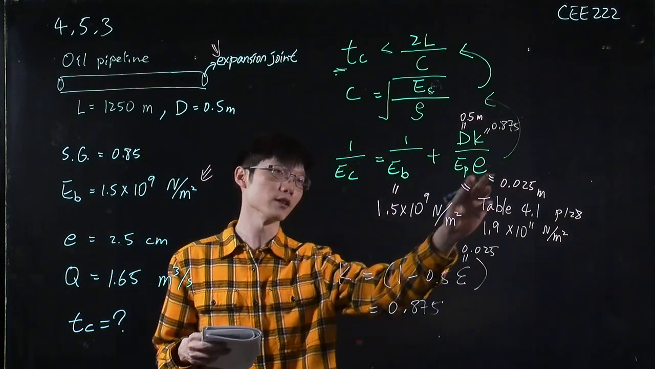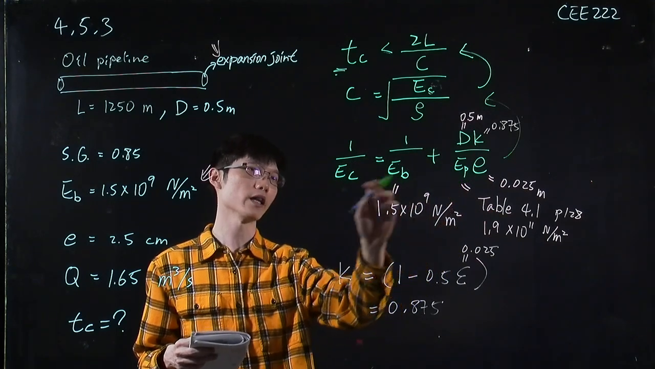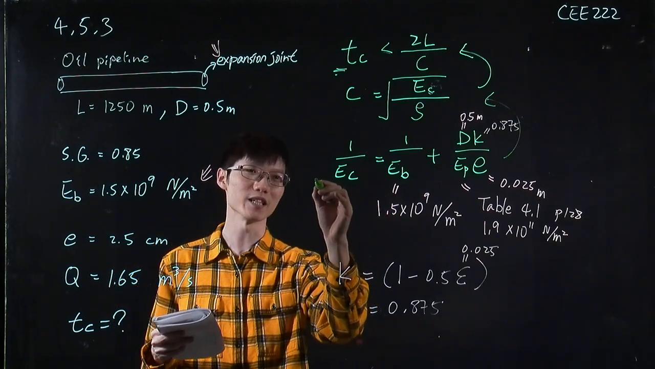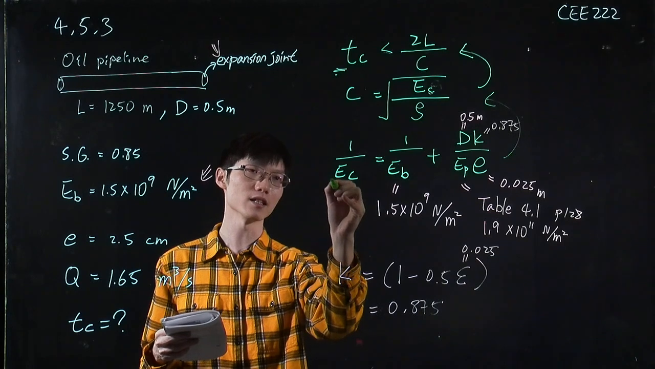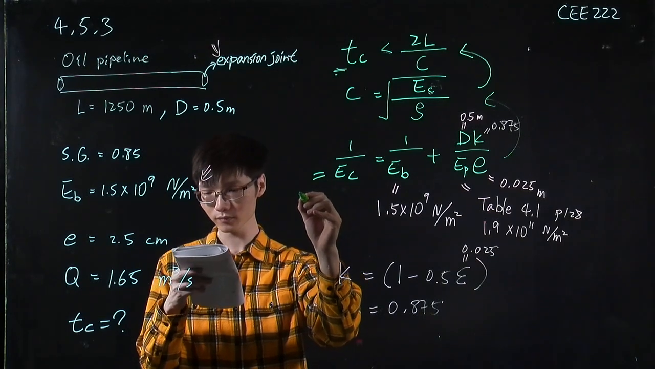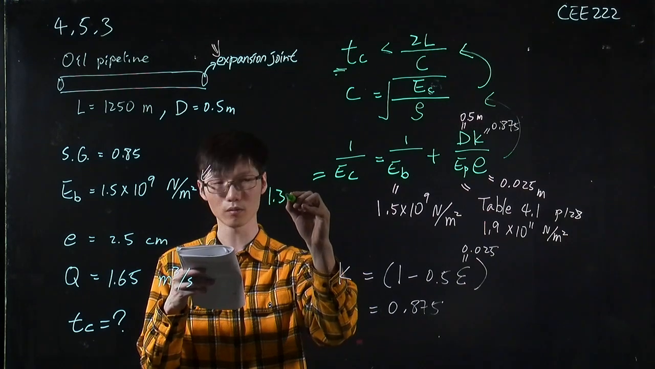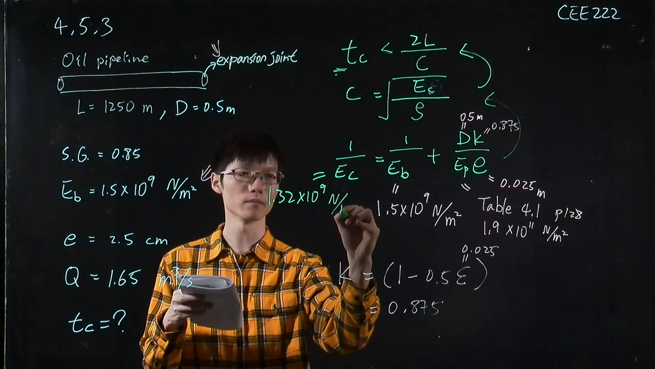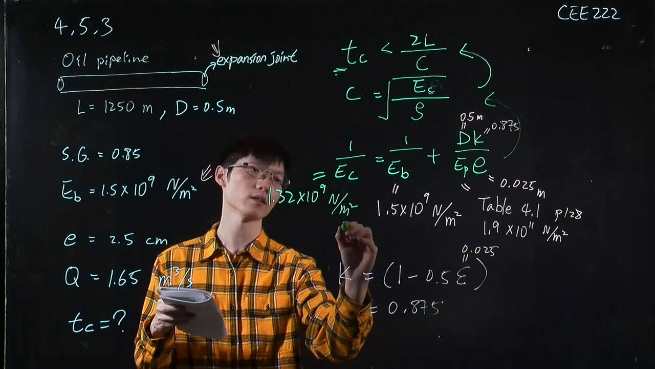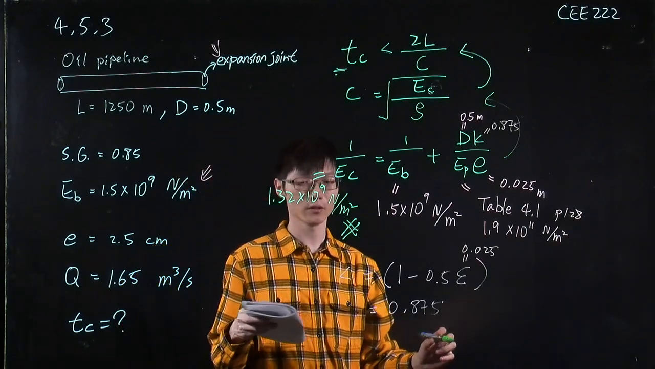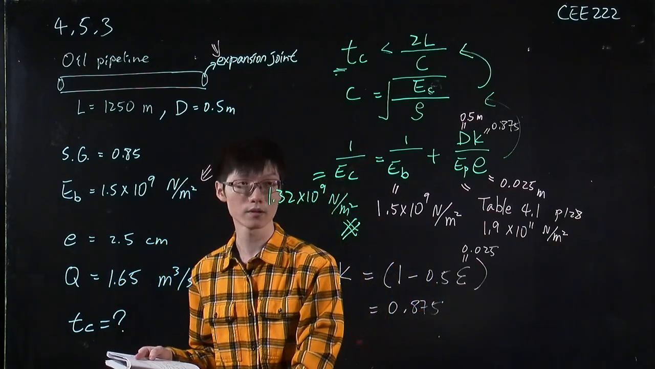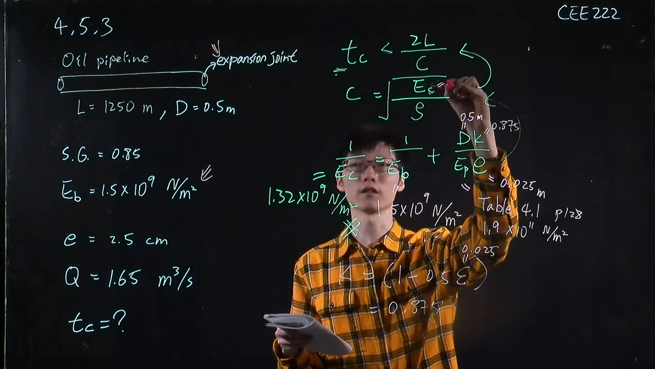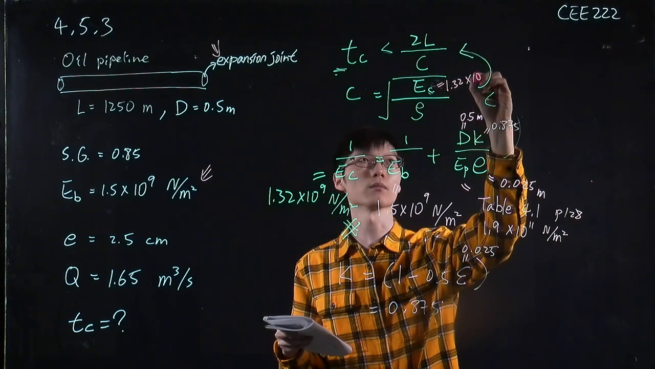So in this equation, we know all the numbers except this EC. You can use your calculator and you will easily get that this EC is equal to 1.32 times 10 to the power of 9 Newton per square meter. Okay. And now, since we have the number for this EC, we just plug it into the second equation, where this EC now is equal to 1.32 times 10 to the power of 9.